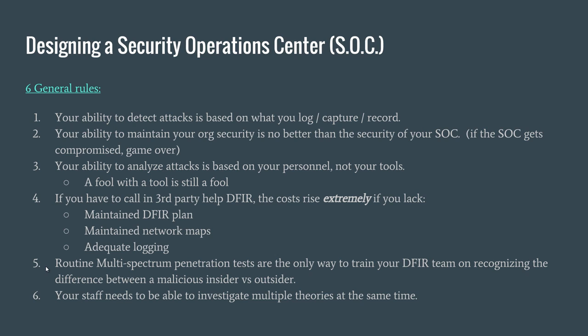Rule number 5, you should have routine multi-spectrum penetration tests. And that is the only way to train your SOC and DFIR team to recognize the difference between malicious insiders versus outsider attacks. Number 6, your staff needs to be able to investigate multiple theories at the same time. And that goes back to having people that don't panic and also having people that do not jump to conclusions.